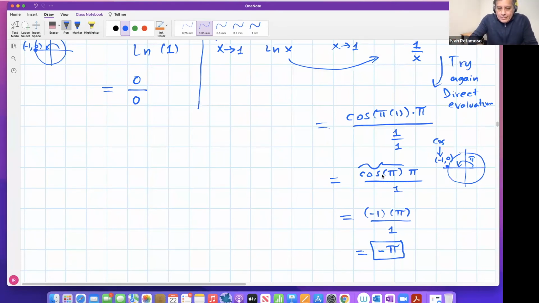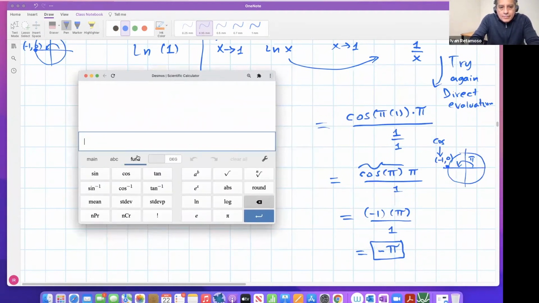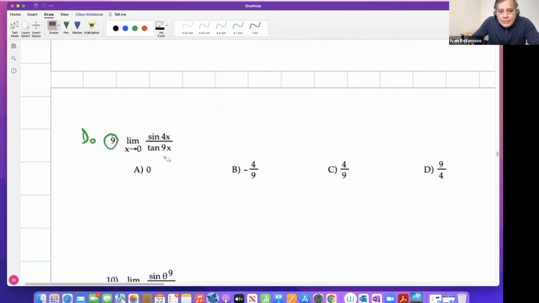In case, guys, you have difficulties computing cosine of pi, that can be gotten in any scientific calculator. You go to functions, cosine of pi, there you go. But make sure you are working in radians, not in degrees, in radians, right? -1. Next, it's the limit as x approaches 0 of sine of 4x over tangent of 9x, okay? Let me rewrite it here. Limit as x approaches 0 of sine of 4x over tangent of 9x.